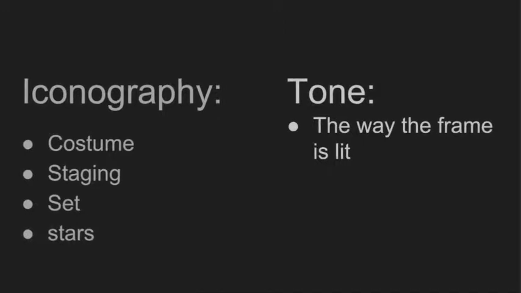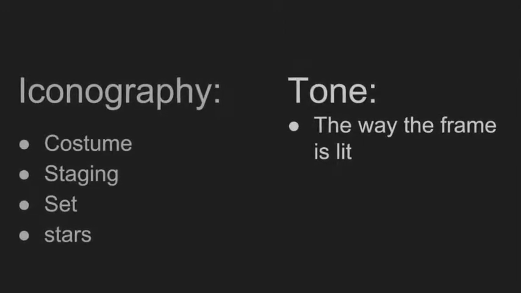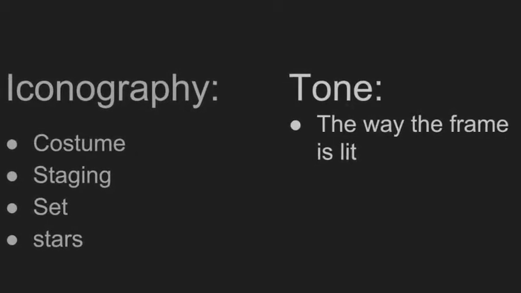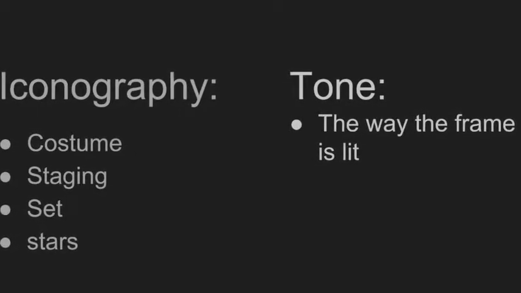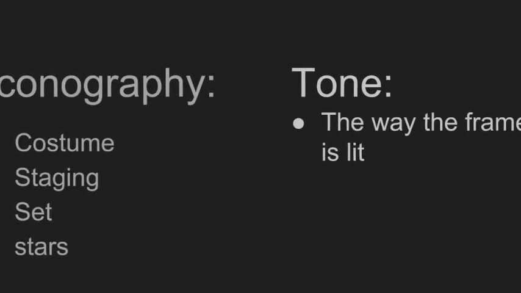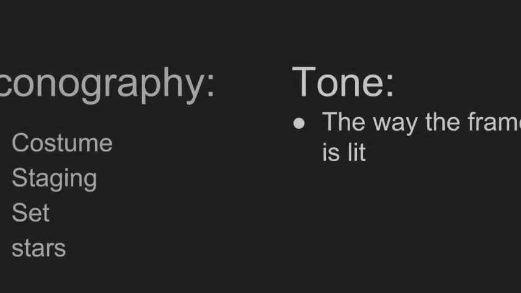There are formal elements to understanding genre theory. Iconography is one of them. It's the symbolic meaning we attach to images. Another one is tone. The way the frame is lit can indicate the genre. Iconography includes costume, staging, set, and stars. Costume design in Pan's Labyrinth helps show that it is a fantasy film.